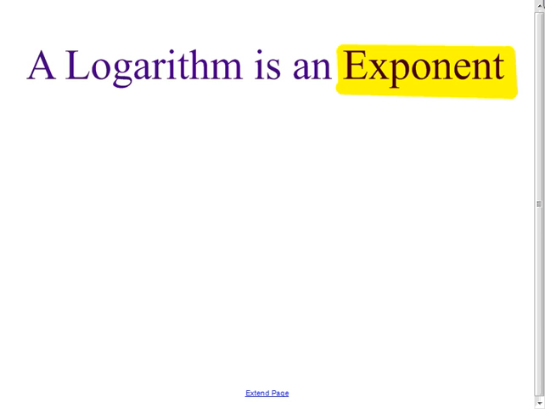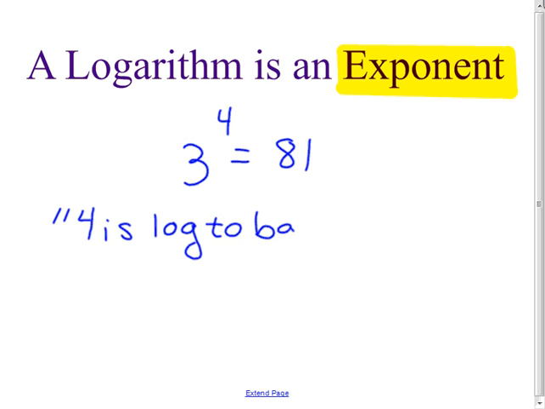So as I stated, a logarithm is just an exponent. So I'm going to give you an exponential piece, and then I can put this in words. So here's an example. 3 to the 4th equals 81, right? 3 multiplied by itself 4 times gives you 81. How this is written when I speak about logs, 4 is log to base 3, right? 3 is my base, of 81. Okay, that's how we actually rewrite that from exponential into this log description.